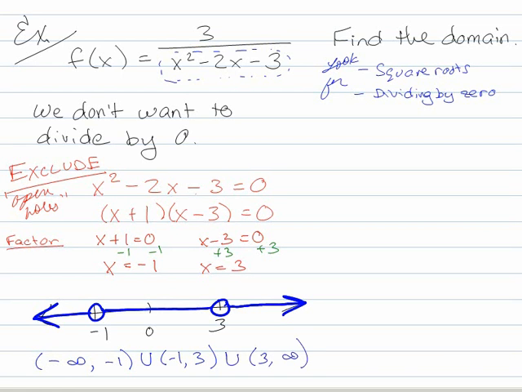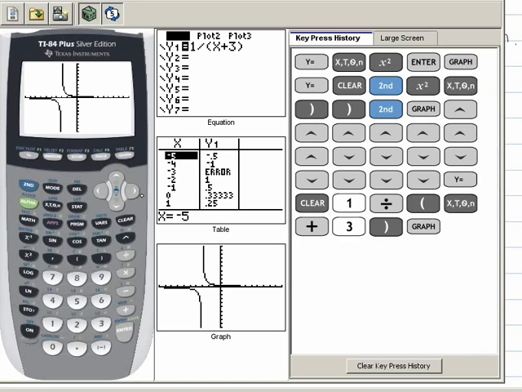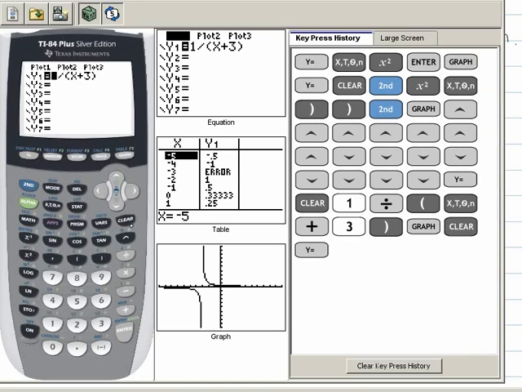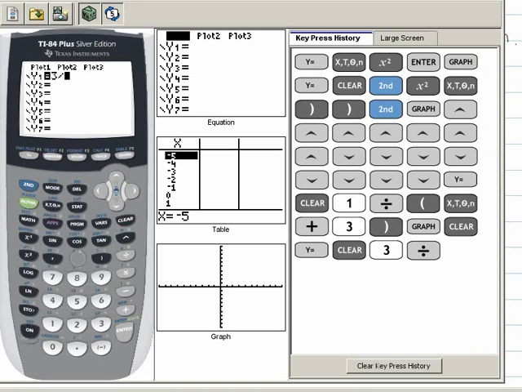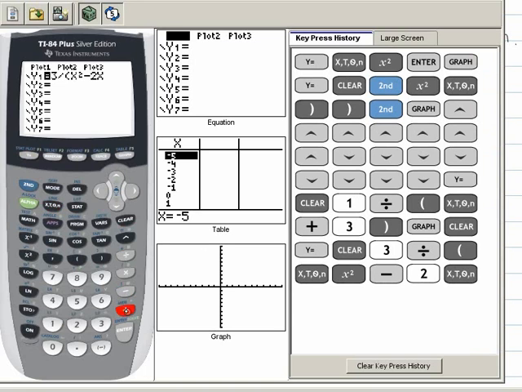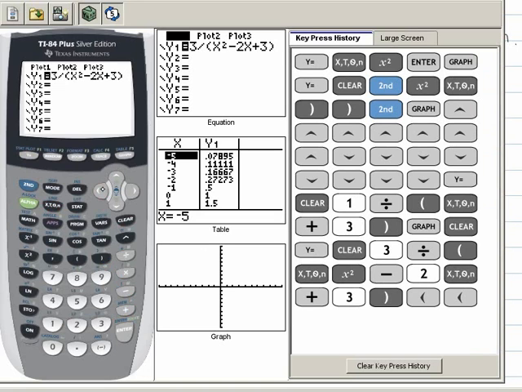So now if you want, we can check our solution. We had 3 divided by, now you've got to have your parentheses in there. If you don't have your parentheses in there, something funky is going to happen. And something funky might happen anyway. Oh, it was a -3. Come here, -3. Graph.